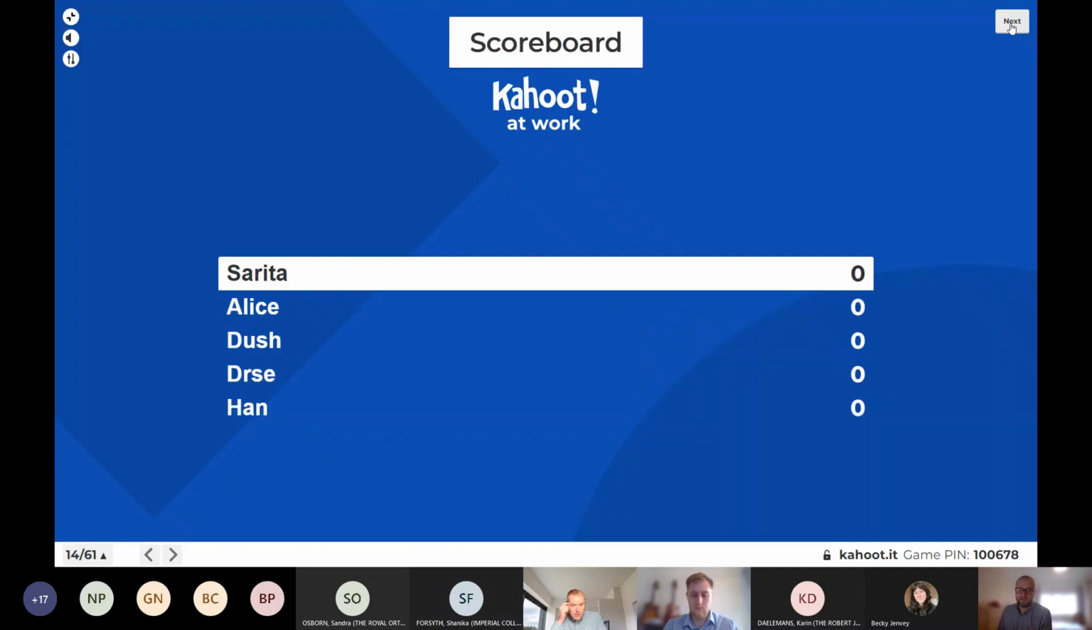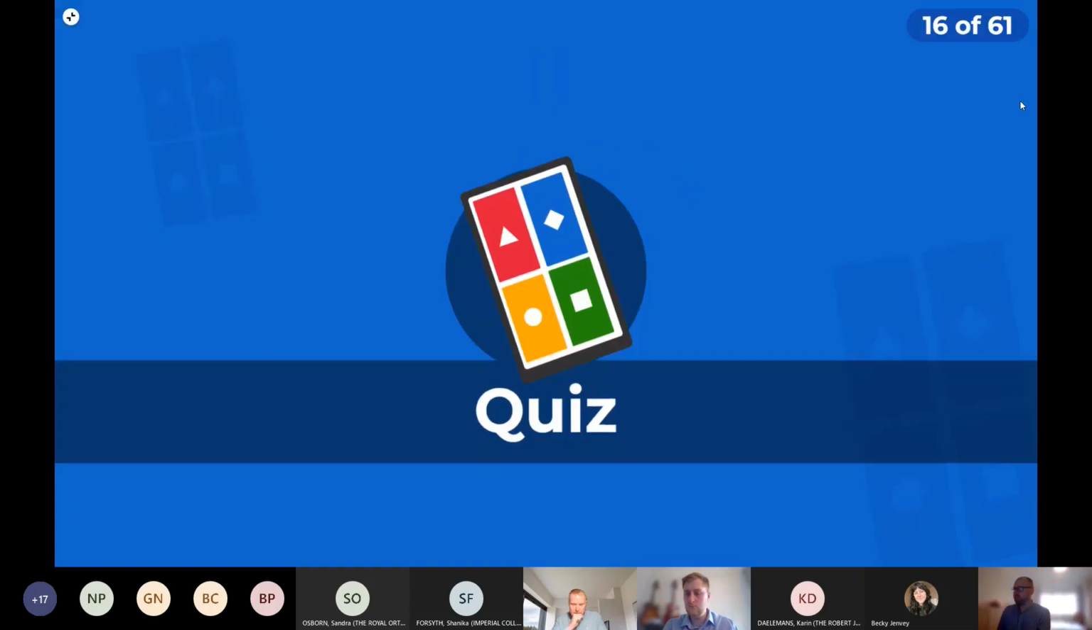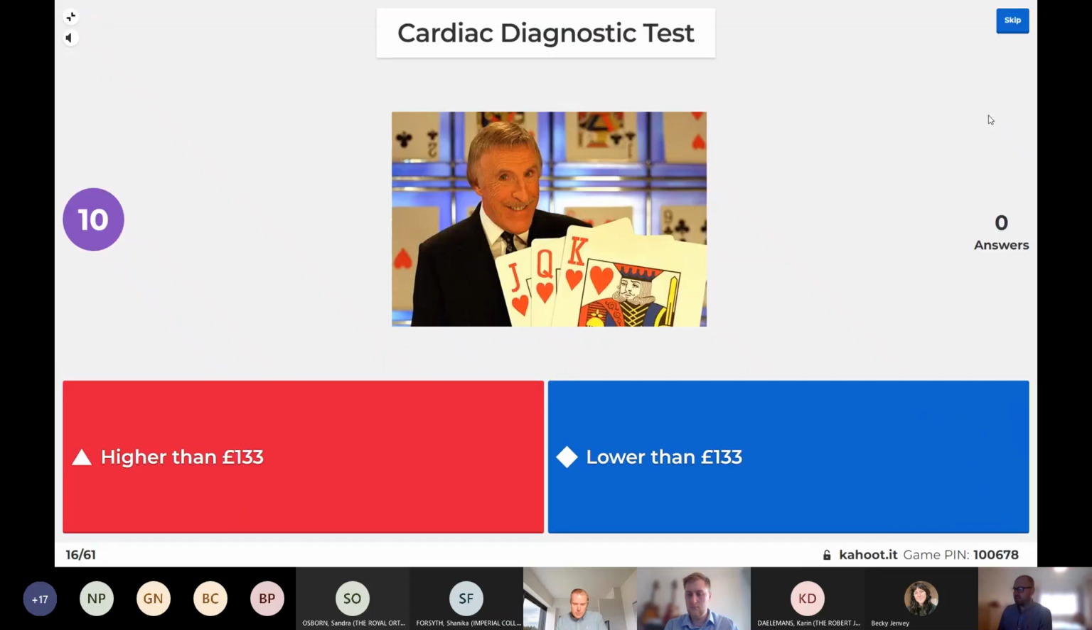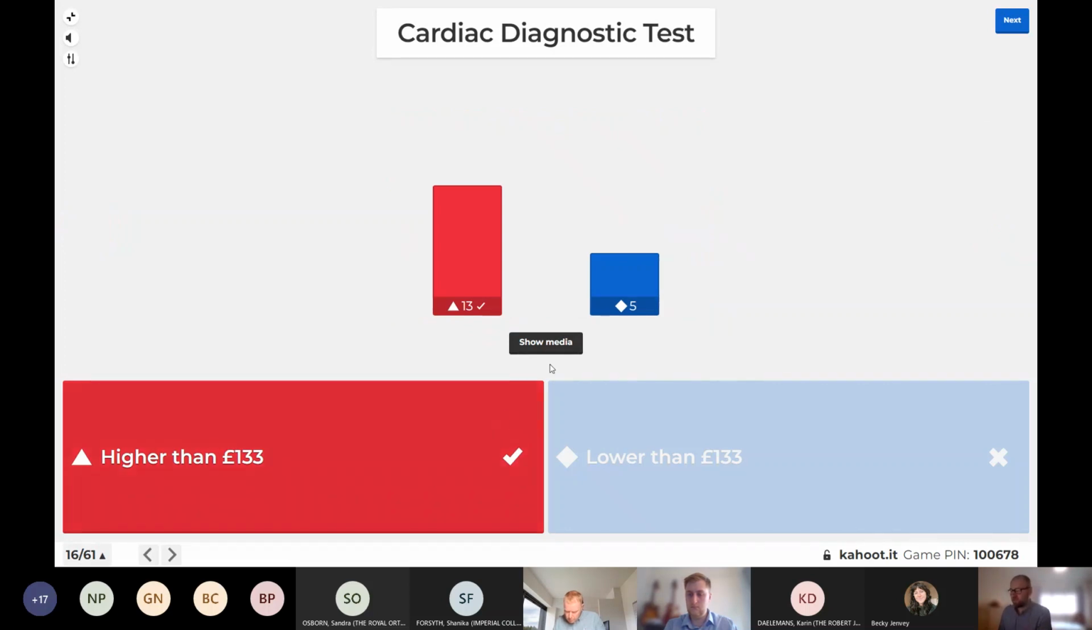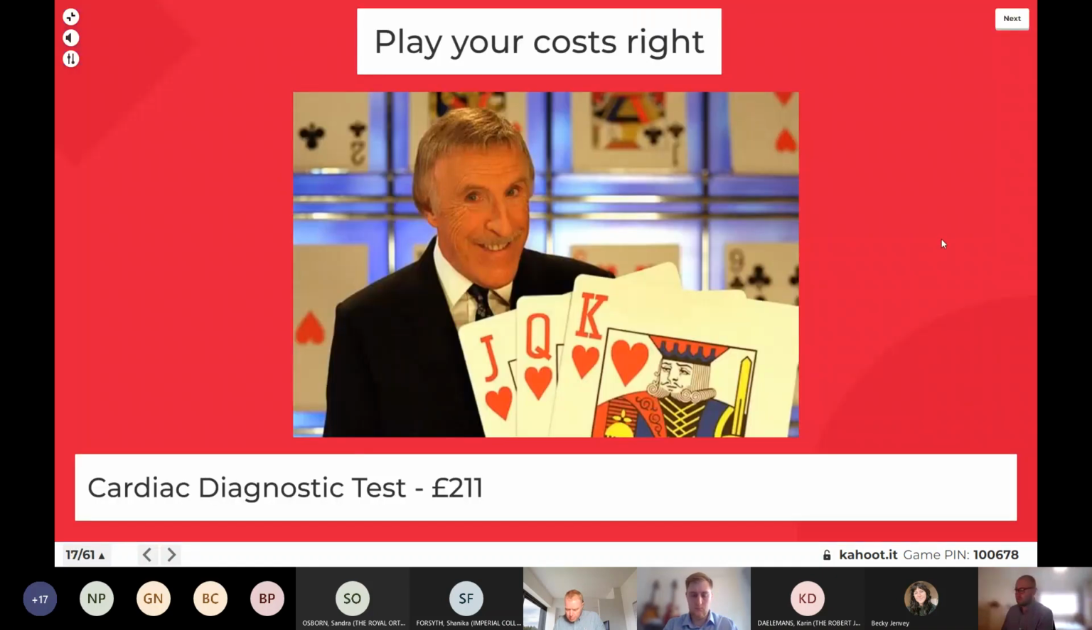So from here on out, it's going to be higher or lower. And you might see your name up on the leaderboard if you're doing well. So like I said, outpatient follow-up appointment, £133. So the next one is a cardiac diagnostic test. Is that higher or lower than £133? Yeah, most of you got that right, higher than £133. That's £211 is the average cost of a diagnostic test. Obviously, there's a huge range of cardiac diagnostic tests, so the most common one might not be anywhere near £211.